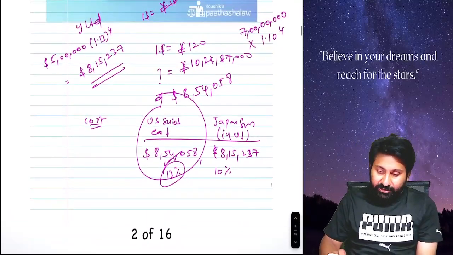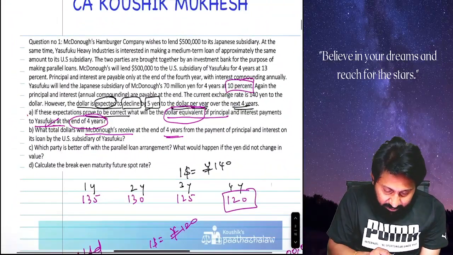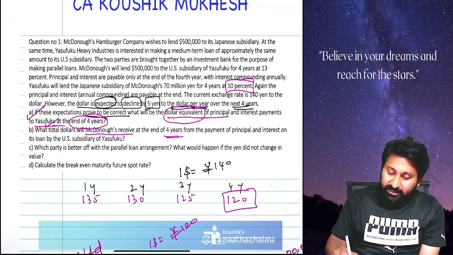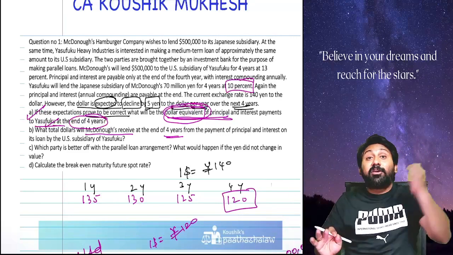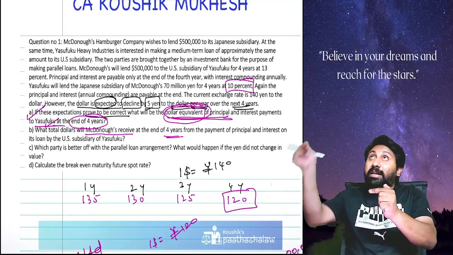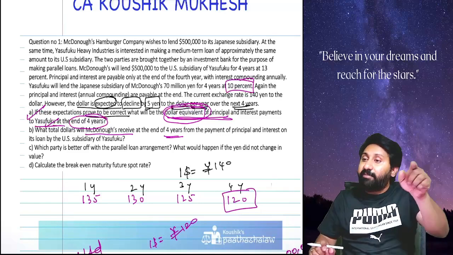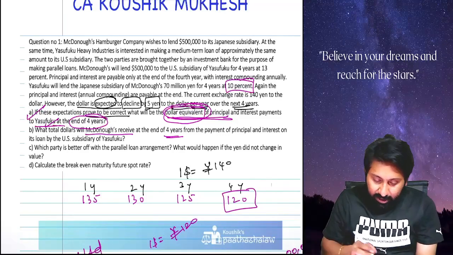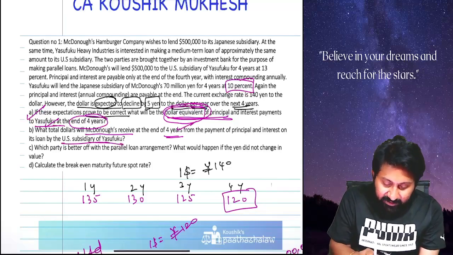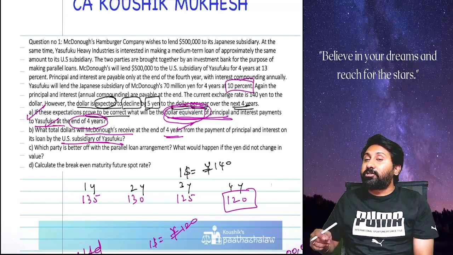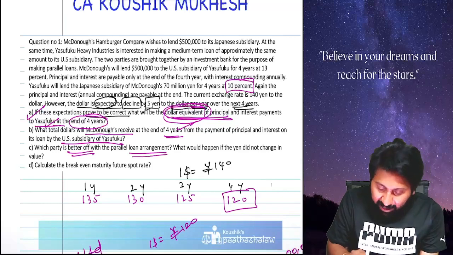Okay, this is the situation. That's the first question, and the second question is asking, see here what he asked. If the expectation proved to be correct, what is the dollar equivalent? That's why they have given the dollar equivalent. Really, the US subsidiary in Japan will pay Y Limited in Japan in yens only. For comparison, who is winning and who is losing in terms of dollars, we calculated the equivalent amount of dollars. Next, what total dollars will McDonald's receive at the end of 4 years from the US subsidiary of Y Limited? For that, why didn't they use dollar equivalent? Already it is in dollars, you need not convert. Which party is better off with a parallel loan arrangement?